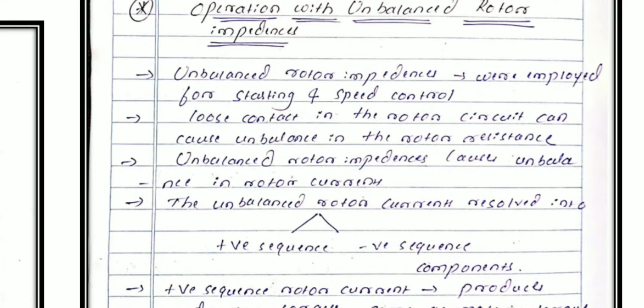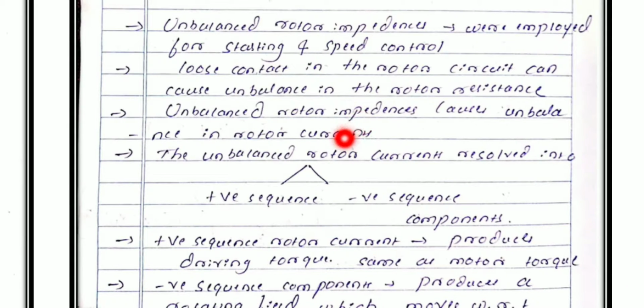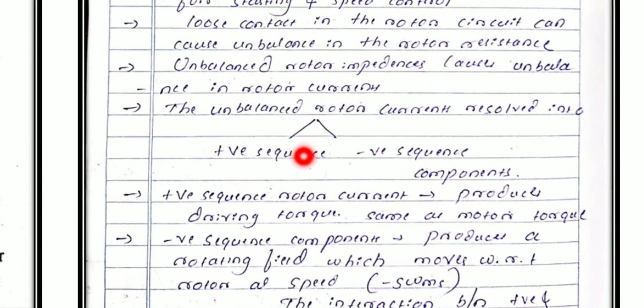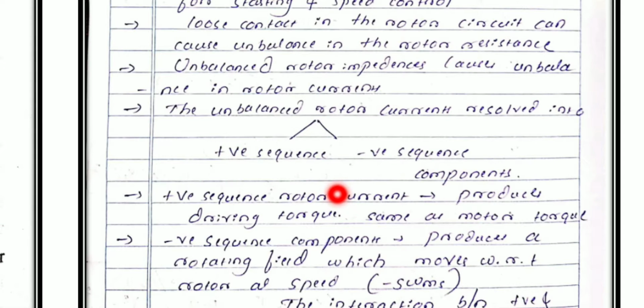So that is why it is very useful to examine the effect of this unbalance on the induction motor performance. Okay, so whatever unbalance occurs in the rotor current, that is IR, is resolved into two symmetrical components: one is the positive sequence component, and one more is the negative sequence component of the rotor current. Okay, then what is the meaning of this positive sequence rotor current? Positive sequence rotor current means it produces the torque.